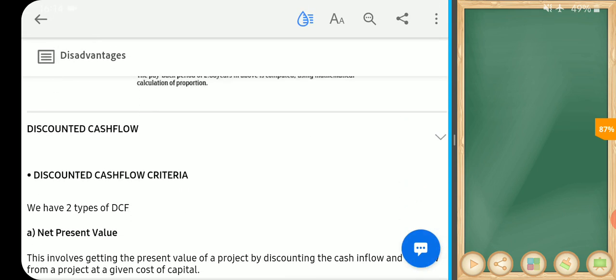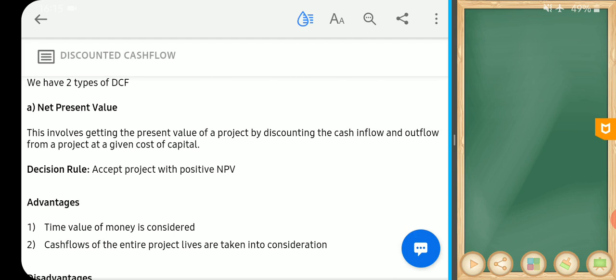So having said that, we move to the next type of investment appraisal. We are done with the non-discounted cash flow method. So we are moving to the discounted cash flow method, and this discounted cash flow method takes into respect the time value of money. Like I said before, we have 2 types of discounted cash flow. We have our NPV, which is our net present value, and we have our IRR, which is our internal rate of return. Now, our net present value involves getting the present value of a project by discounting the cash inflow and outflow from the project.